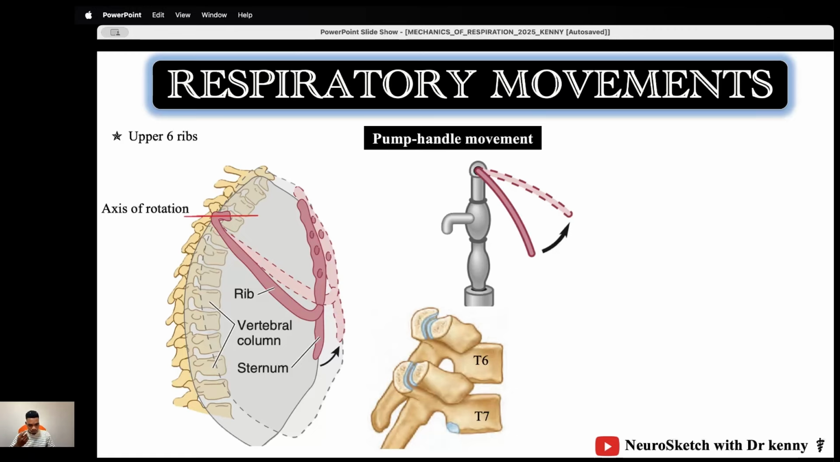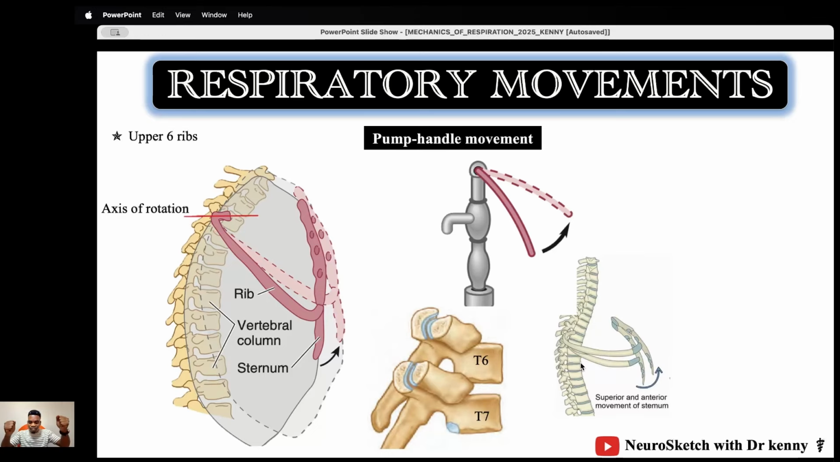That's how the upper 6 ribs move, and that we call the pump handle movement. It results in elevation of the sternum, and if the sternum is elevated a little bit, you can see the anterior posterior diameter is changing. It's not the same. It was here, but now due to this pump handle movement, the diameter is increasing. Look at it.